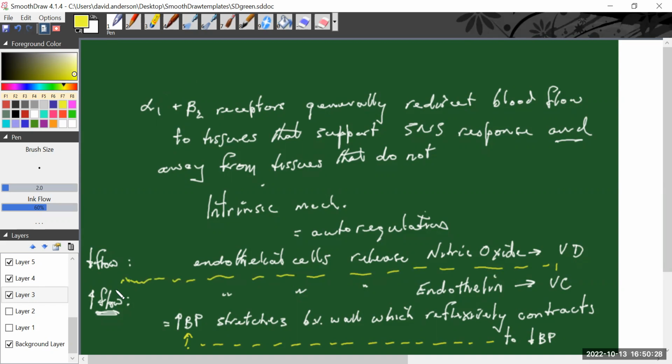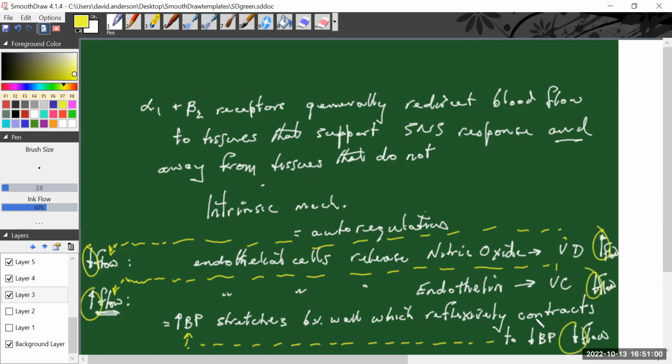What do these dashed lines represent? Look at the arrows. What do the dashed lines represent? Negative feedback. Yeah. Negative feedback. Yay for negative feedback.